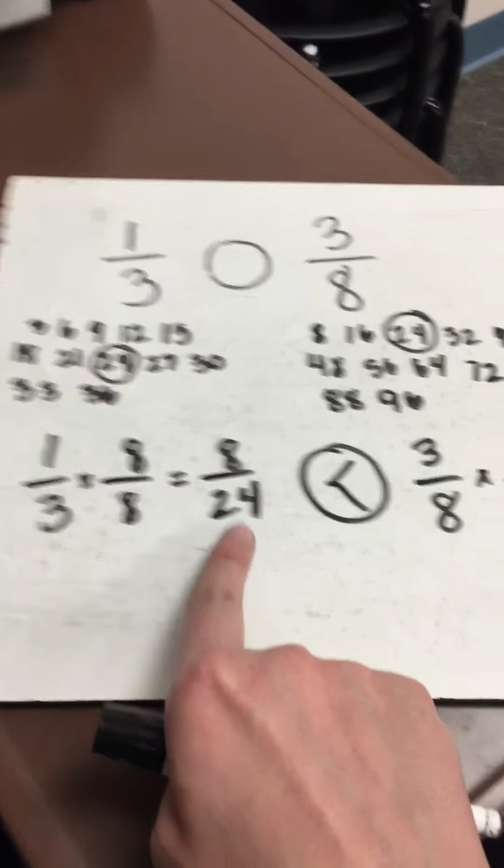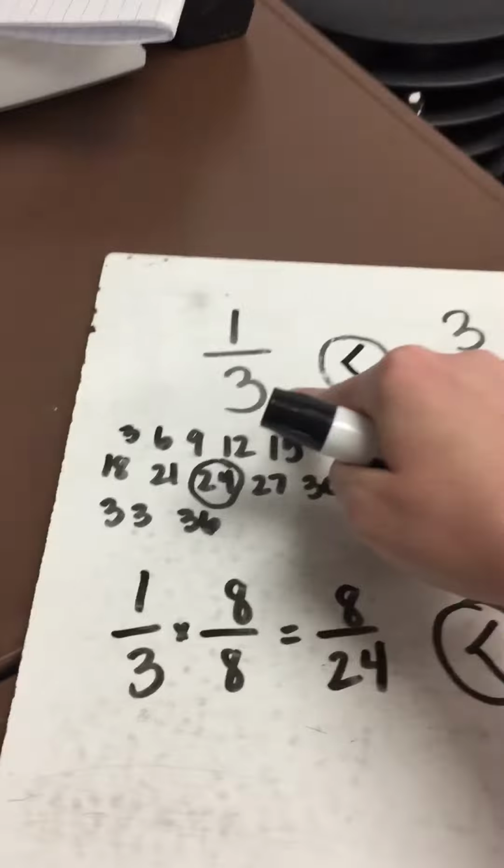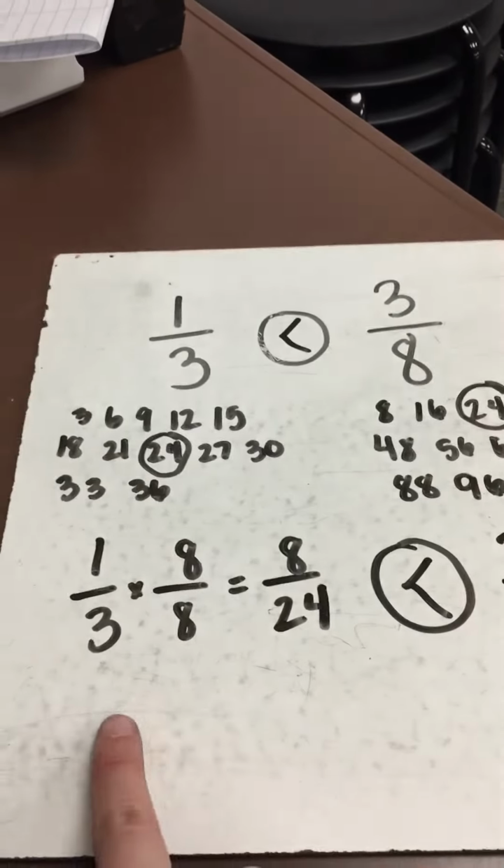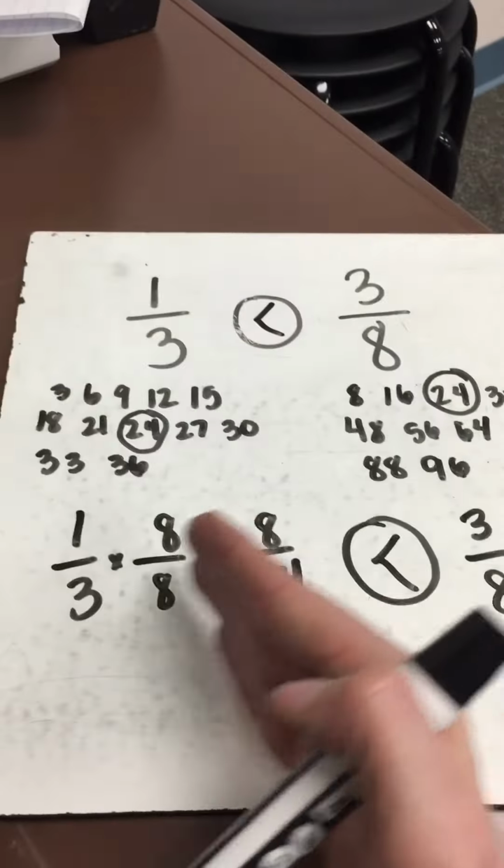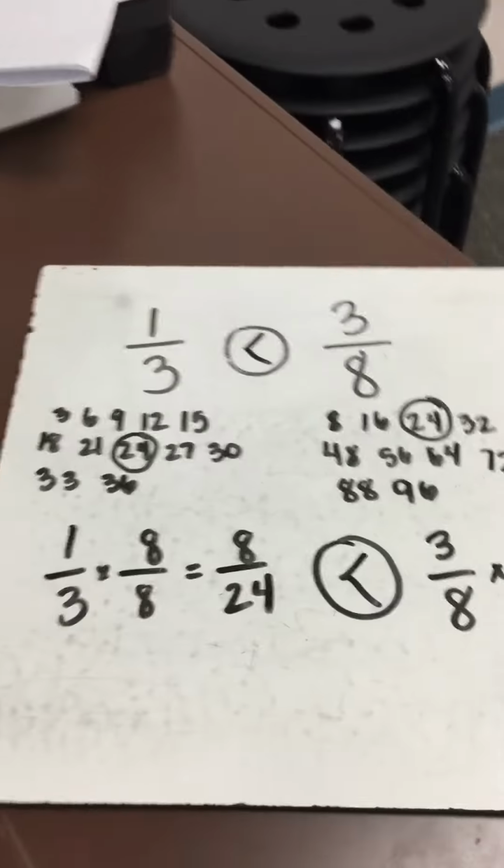If 8/24 is less than 9/24, then we can also say that 1/3 is less than 3/8, because these are equivalent to each other and these are equivalent to each other.